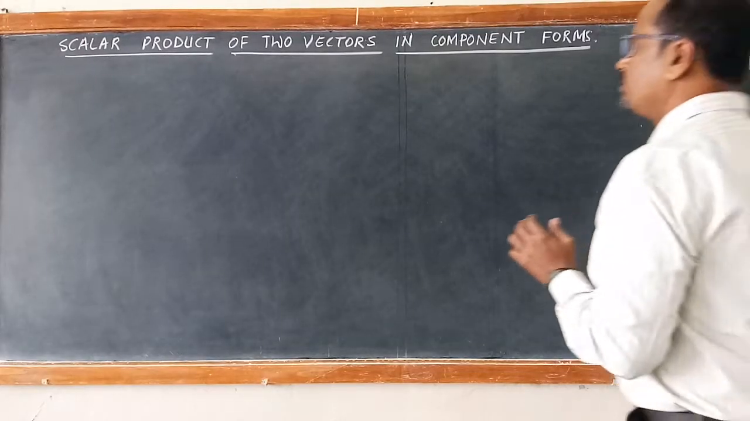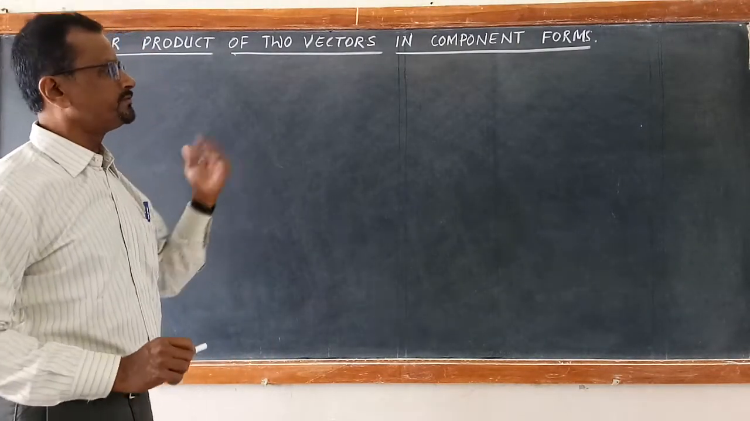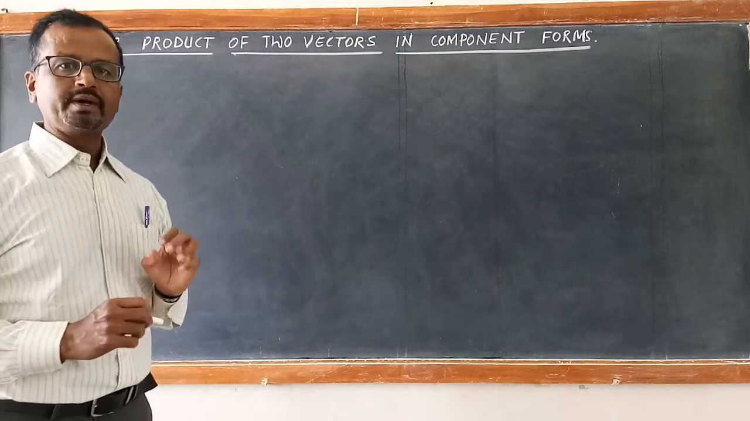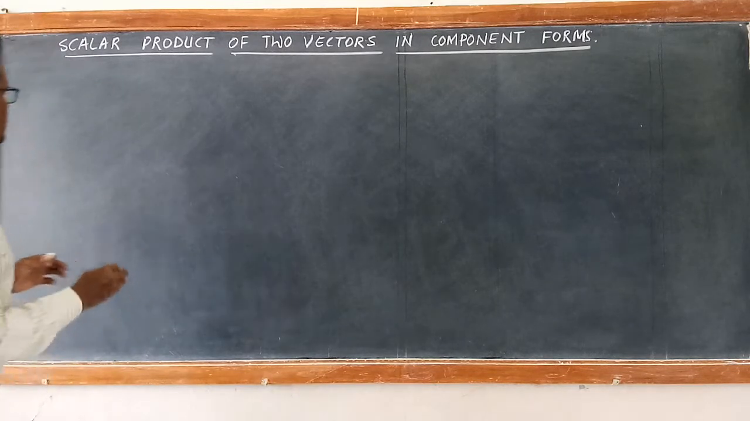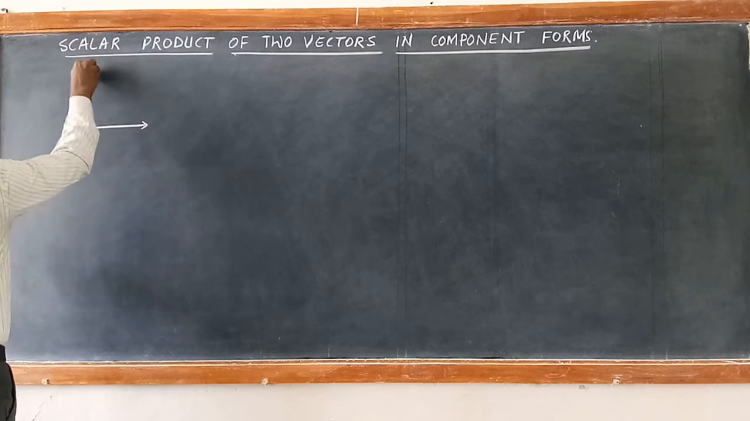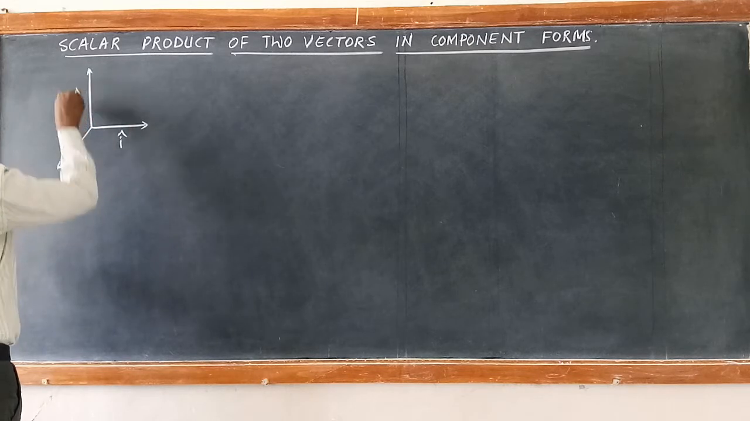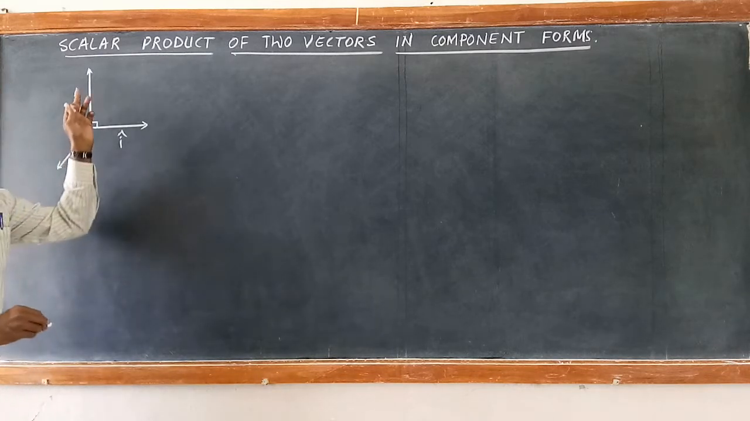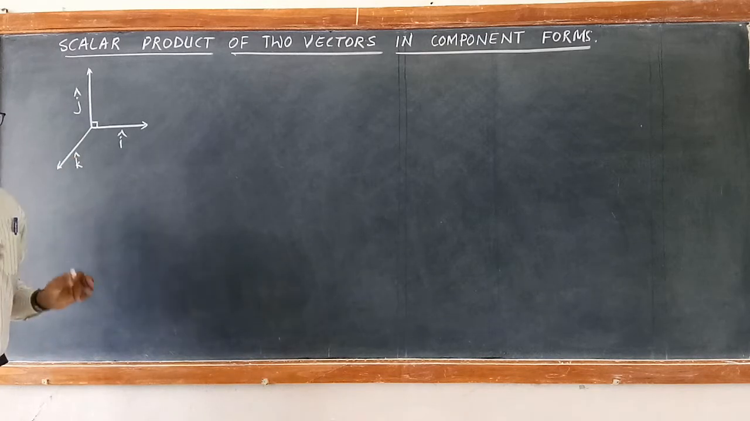Okay, let us discuss a very important thing, that is the scalar product of two vectors when they are given in component forms. Before we go into the details, let us first concentrate on the unit vectors i, j, k. i cap, j cap and k cap. You know, i is along the x axis, j is along the y axis and k cap is along the z axis.